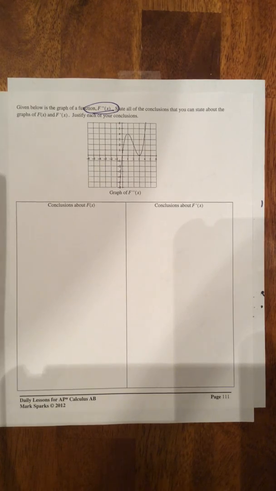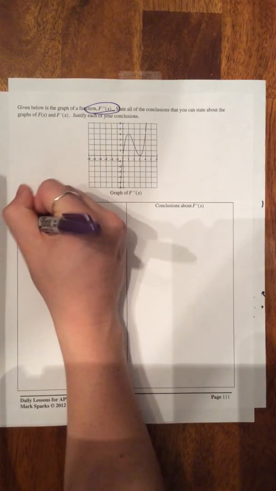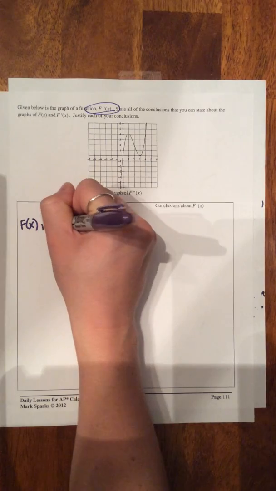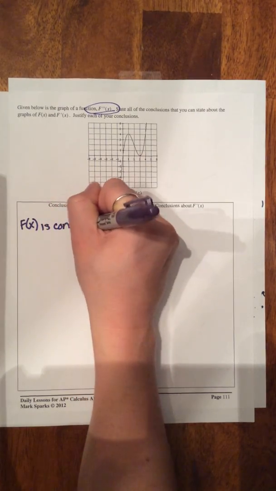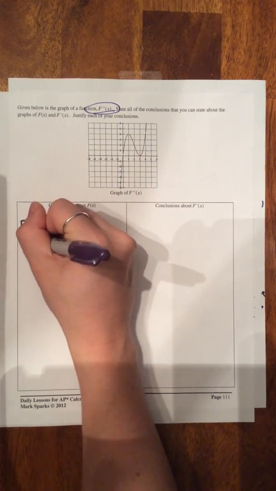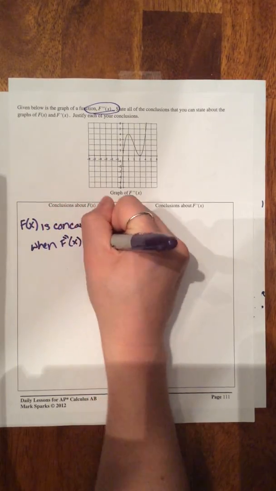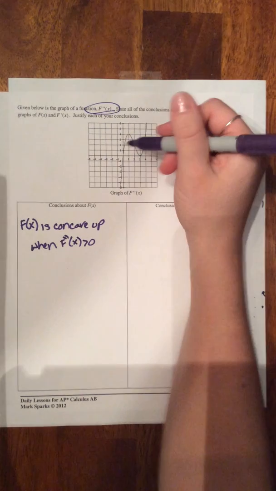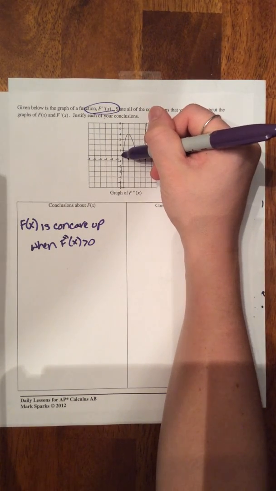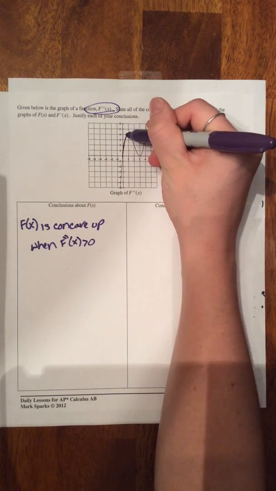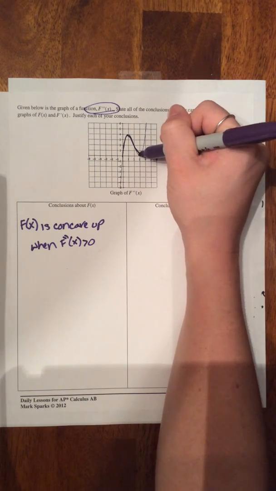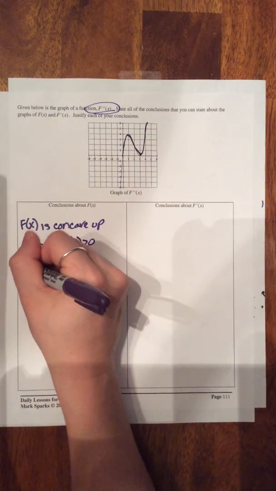Here you're talking about concavity. F of x is concave up when f double prime is positive. Now I'm going to go to my graph, and I can see that this happens from 0 to 3, and then 3 to infinity.